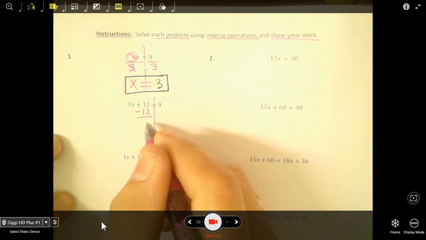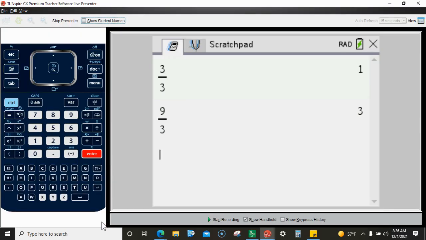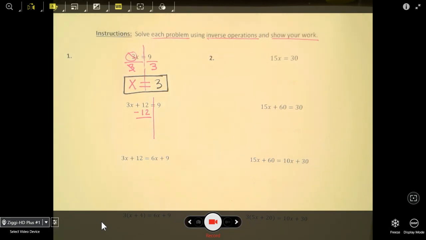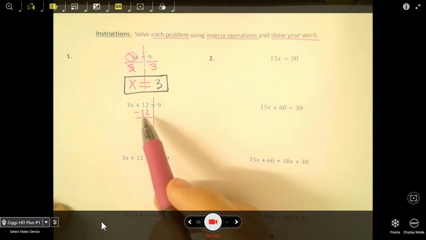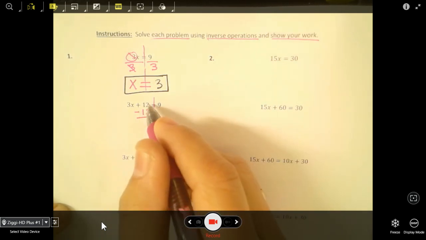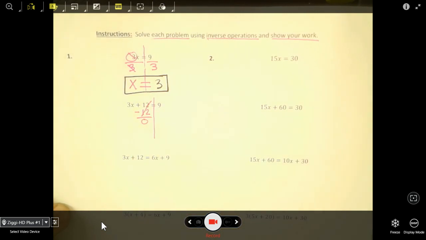And 12 minus 12 is going to give me 0. If you're not sure about that, we could always go to the calculator. 12 minus 12 is 0. So every time you're solving one of these, just keep in mind that anytime we subtract or add a number that is the same, it's going to cancel out. So that gives me 0. So I'm going to say these cancel.